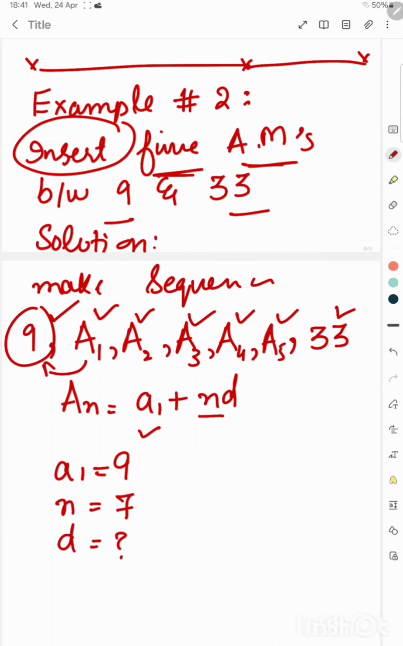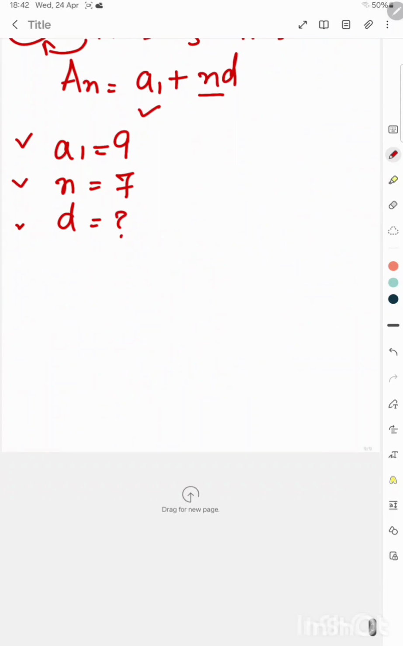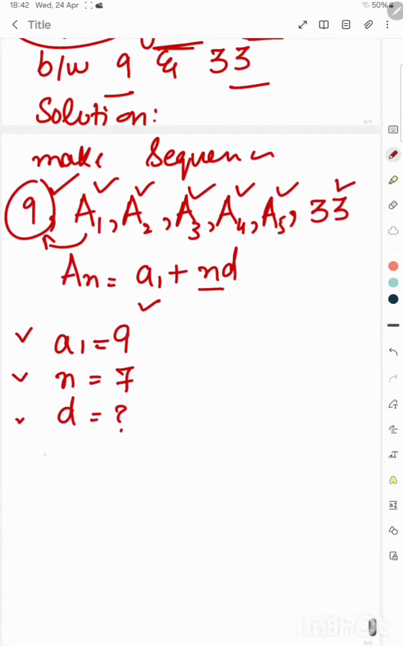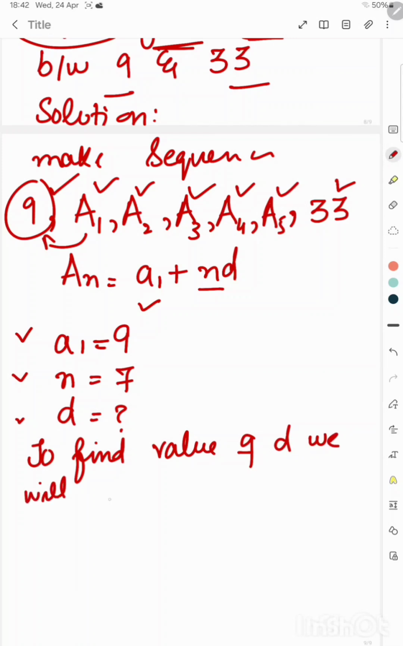So D is missing. Whenever any value or term is missing, for example, if A1 is missing or N is missing or D is missing, we will always take help of the nth term formula. I hope you remember it. So I will write here: to find the value of D, we will use the nth term formula of an arithmetic sequence.